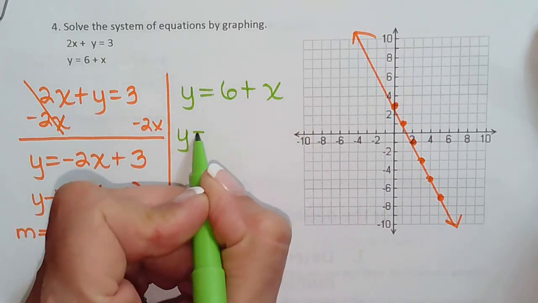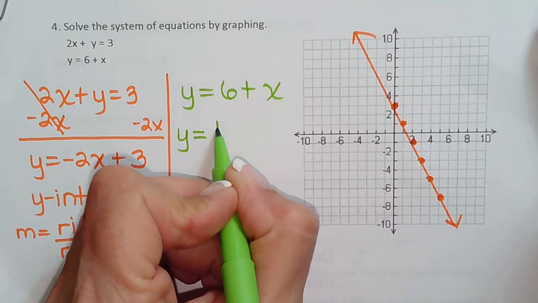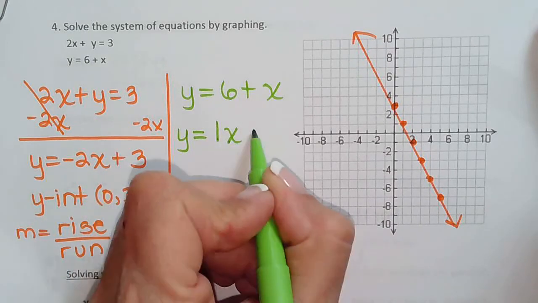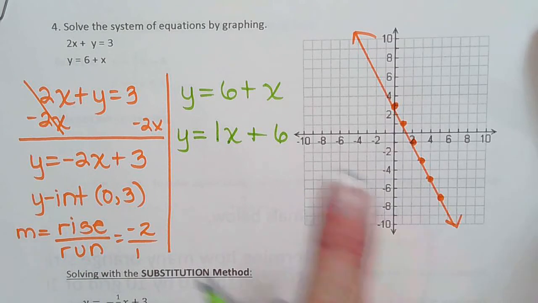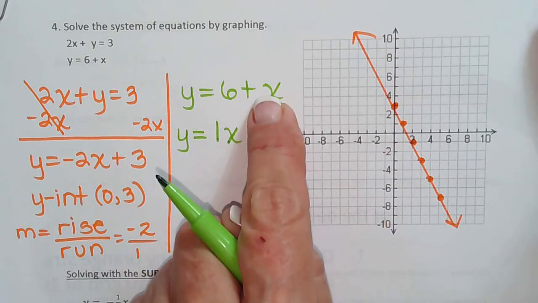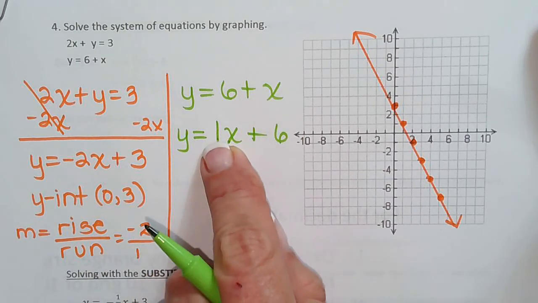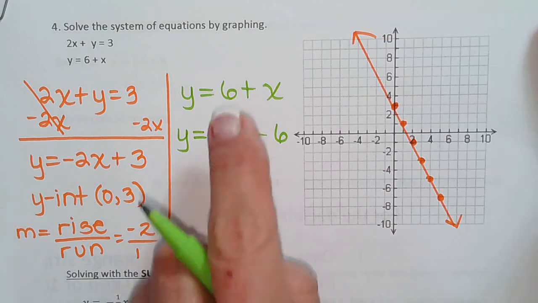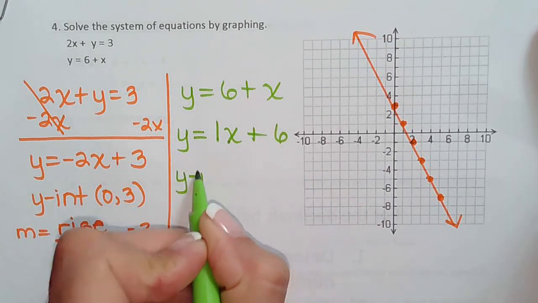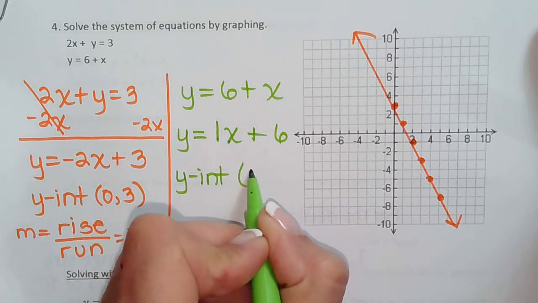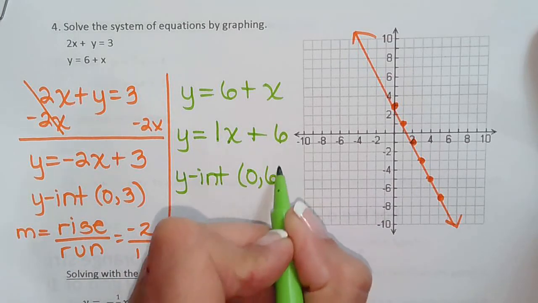So let's do y equals 1x plus 6. Now it's in y equals mx plus b form. So that's the same thing as 1x, but then it puts a slope there in front for me. And then the y-intercept we usually do last. So this one's y-intercept. X is always 0, so it is (0, 6).